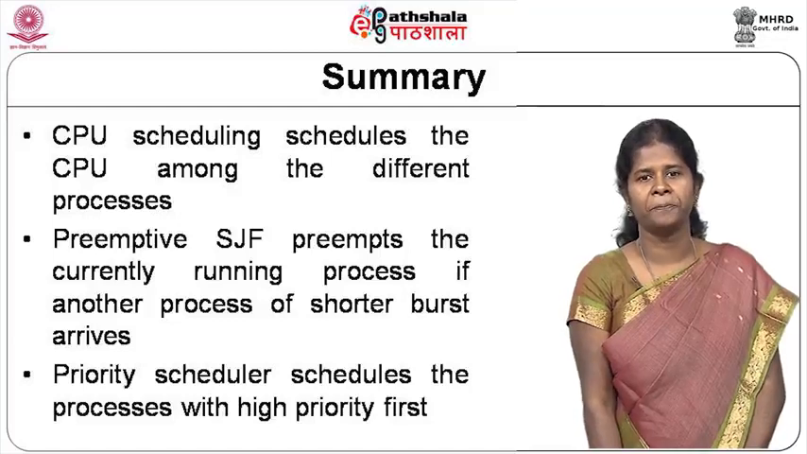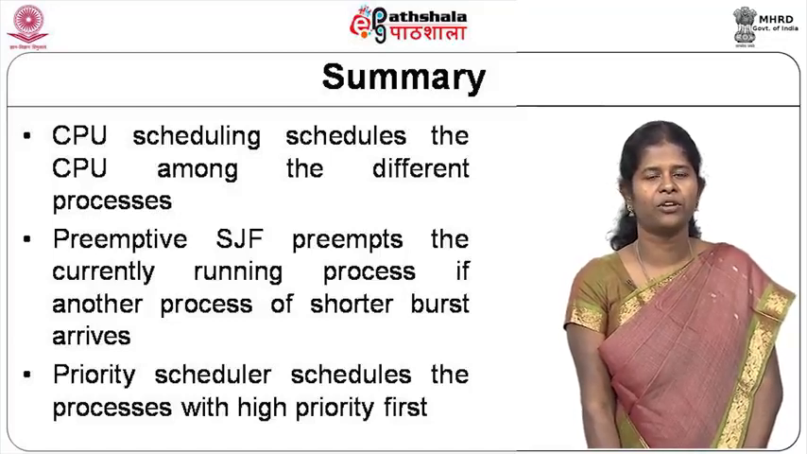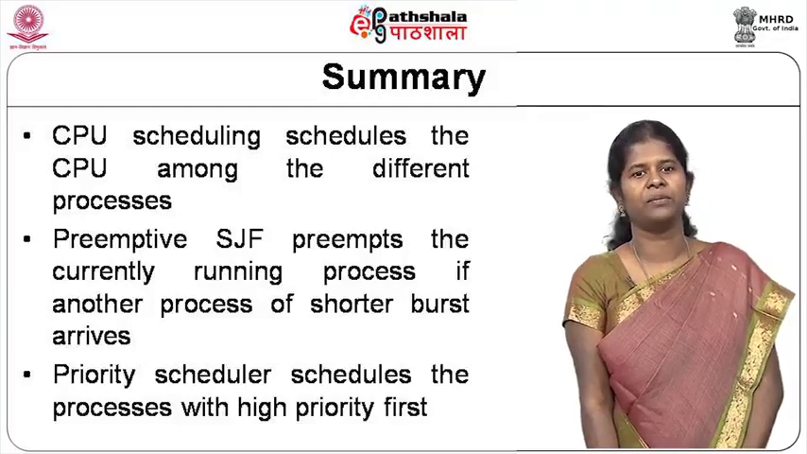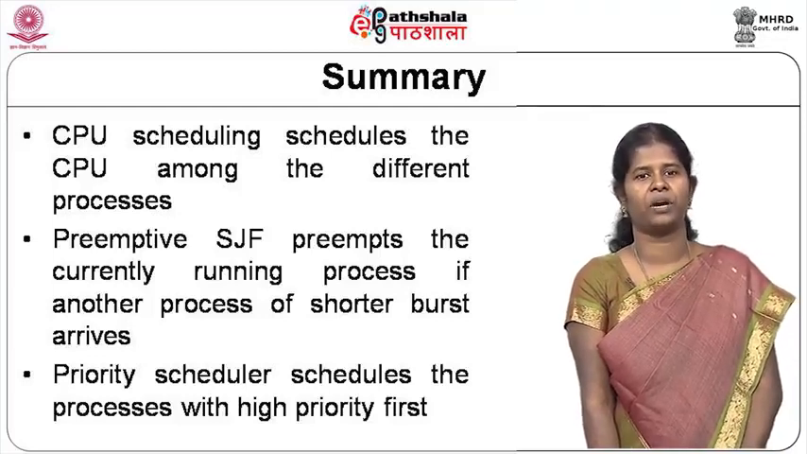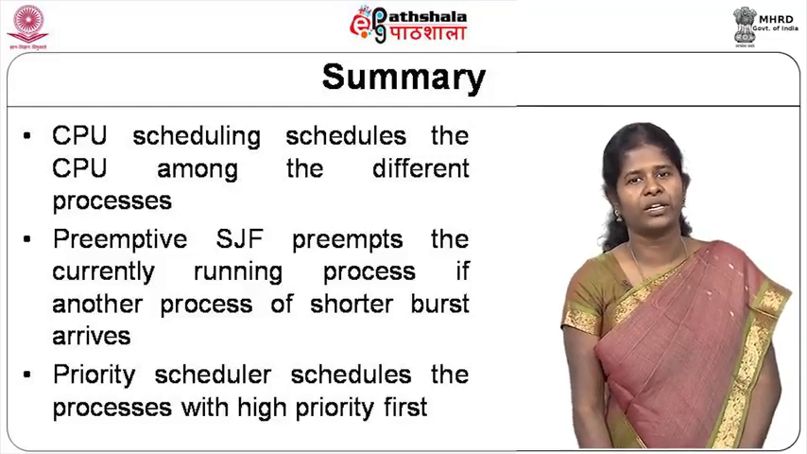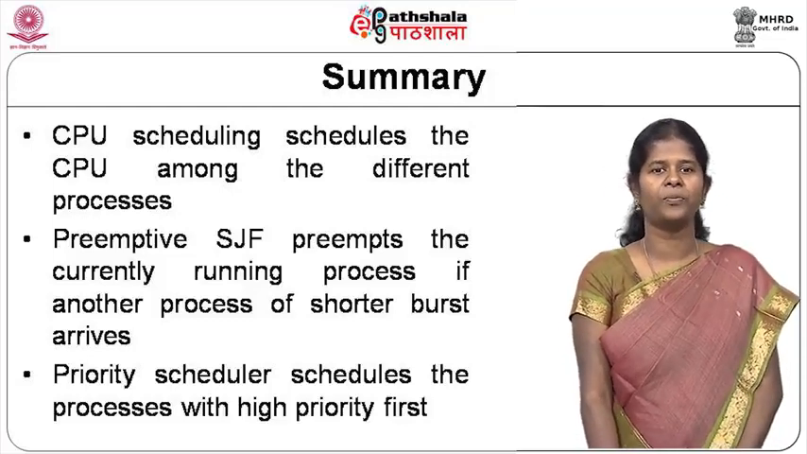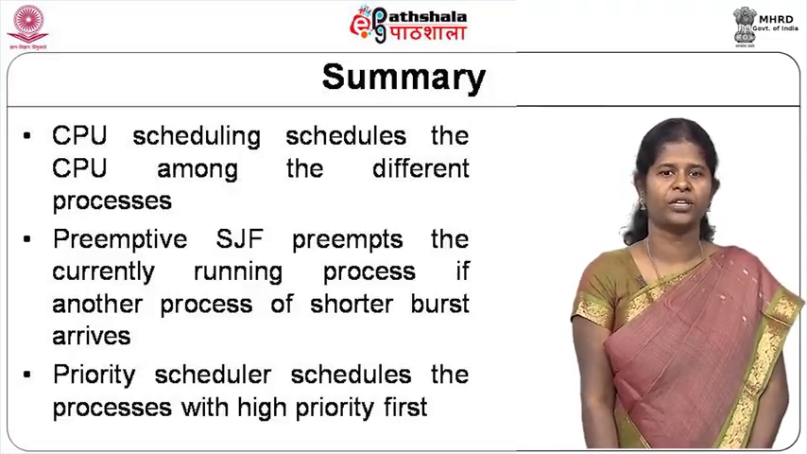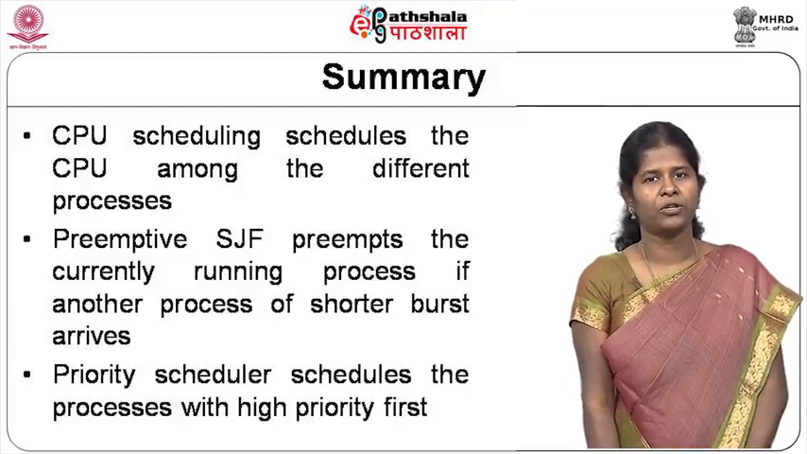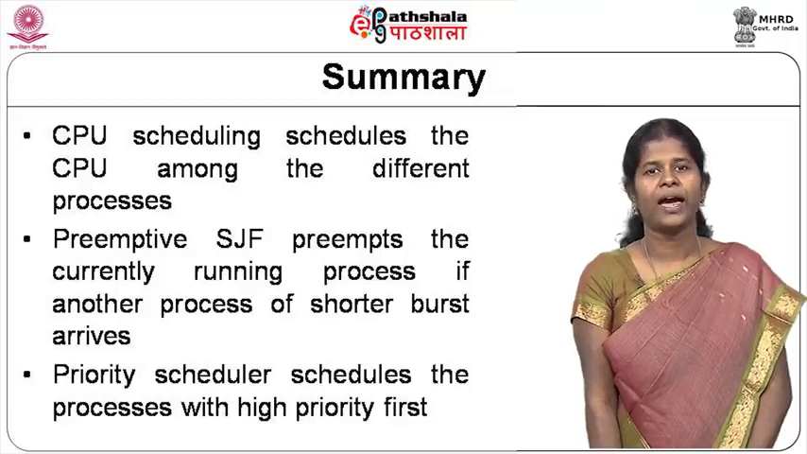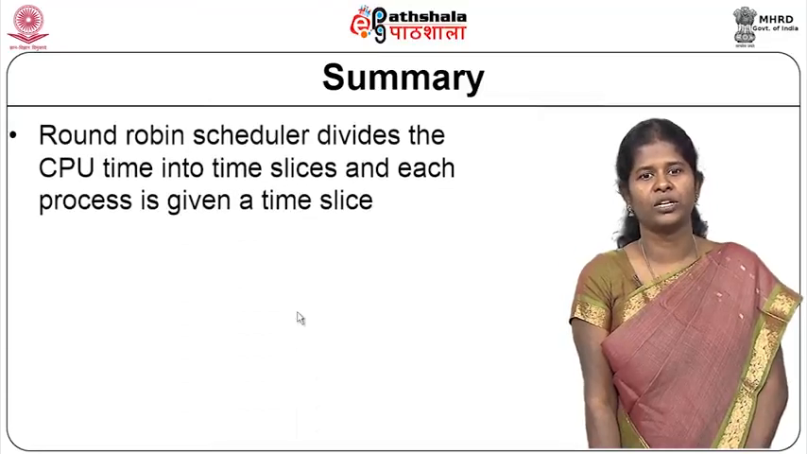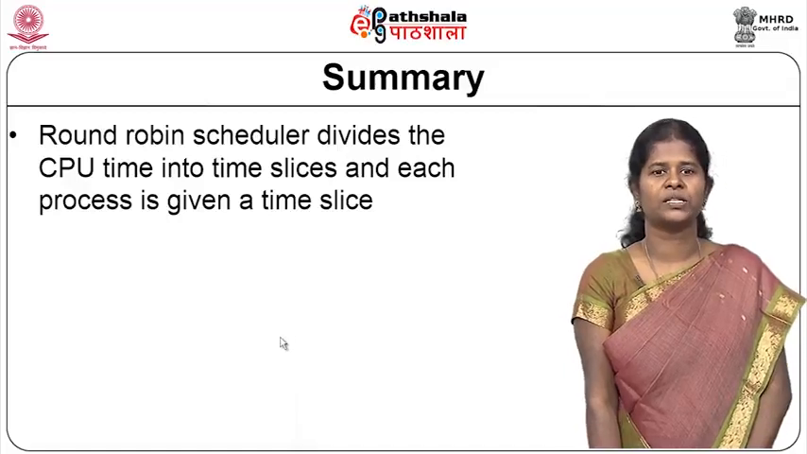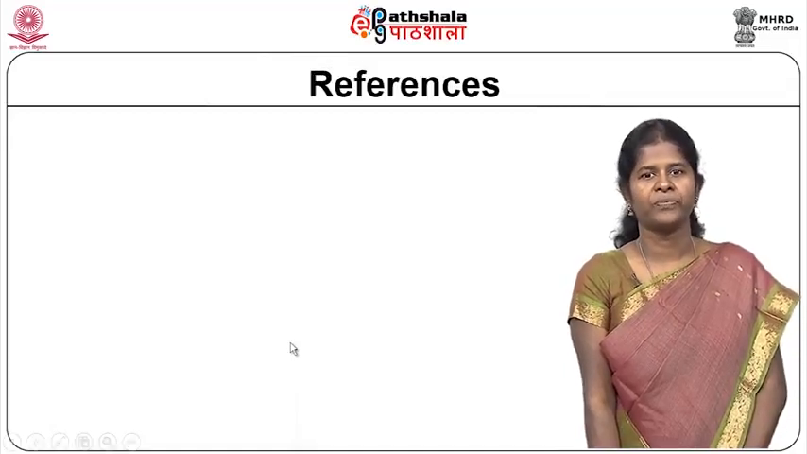the round robin scheduling algorithm, and today's class will give you the summary of what we have learnt in this class. We have seen that the CPU scheduling will schedule CPU among the different processes. We learnt about different CPU scheduling algorithms. We saw how preemptive SJF preempts the currently running process if another process of shorter burst arrives, and then we learnt about the priority scheduler which will schedule the process with the higher priority first, and then we also learnt about the round robin scheduling algorithm which will divide the CPU time into time slices, and each process is given a time slice.